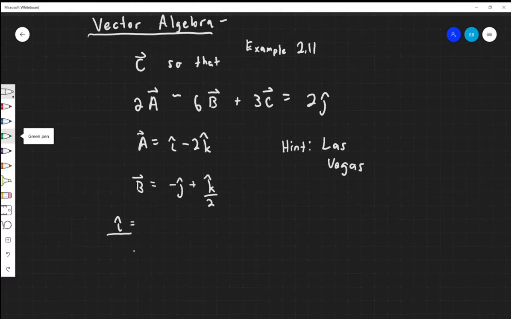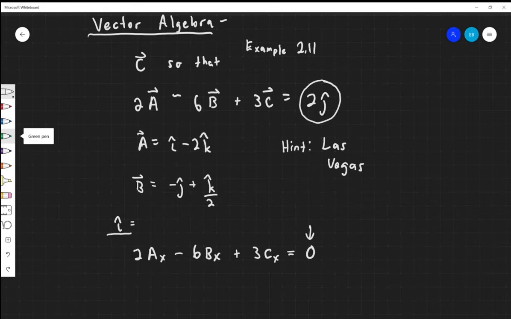So I want to do 2 times ax minus 6 times bx plus 3 times cx. And that's going to be equal to 0. Why is it equal to 0, you might ask? Well, in the final answer, I have 2 j hats. So I have no i hats, so there's nothing going on in the i direction. So that would be 0.